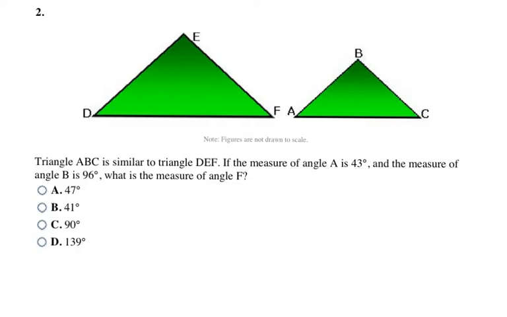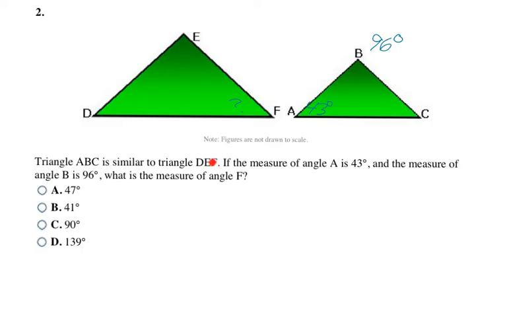This question says if triangle ABC is similar to triangle DEF, so this is the similarity statement, they just use words instead of symbols. If the measure of angle A is 43 degrees and the measure of angle B is 96 degrees, what is the measure of angle F? So I'm going to go ahead and label what I know. And that's that angle A is 43 degrees, B is 96 degrees, and we're looking for angle F.